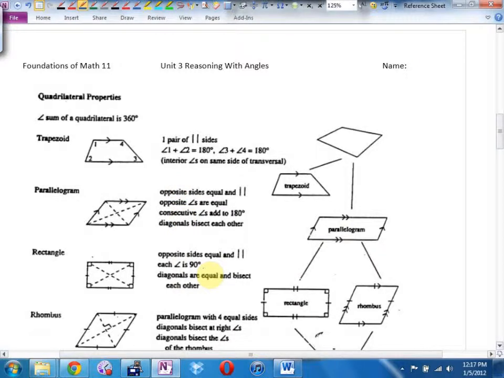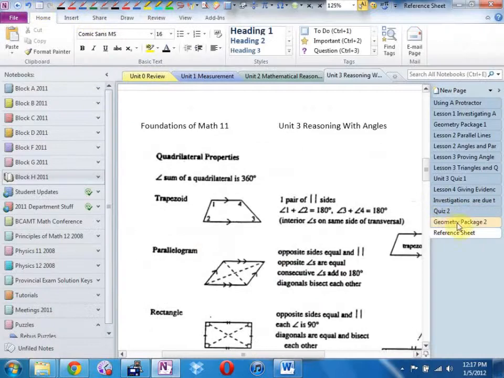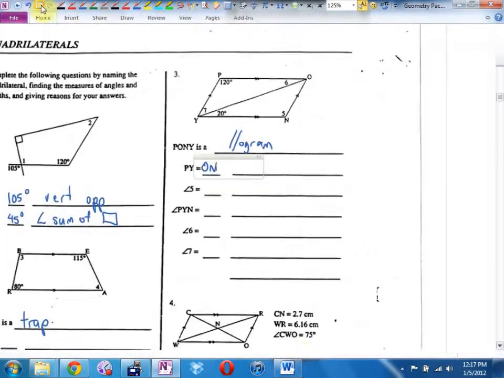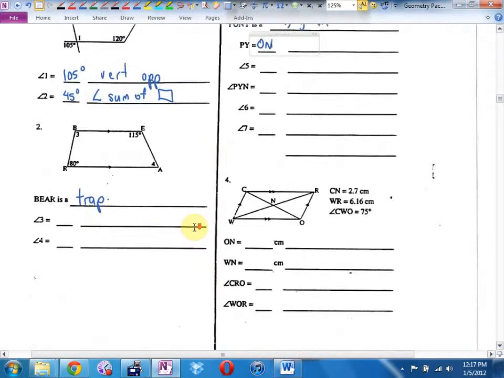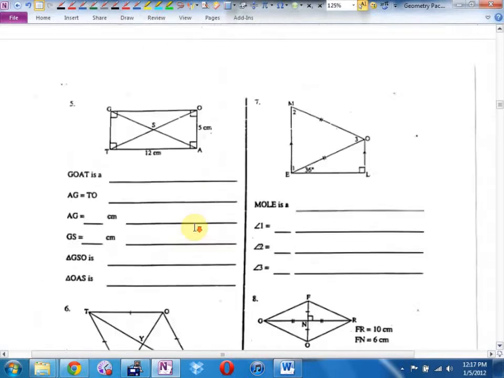Quadrilaterals are a bit trickier. Most of the stuff I'm going to give you on a test is going to be based on triangles. So I am going to add today.